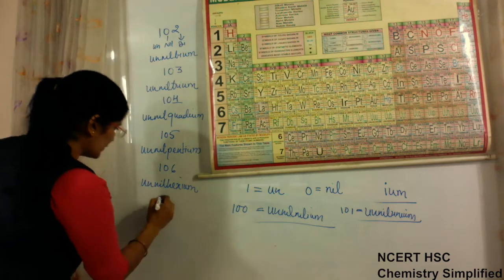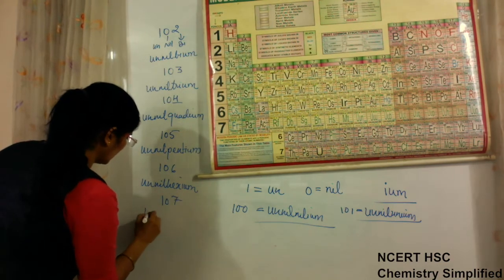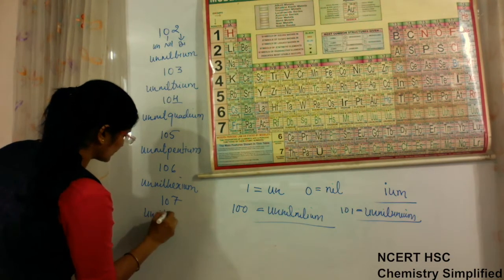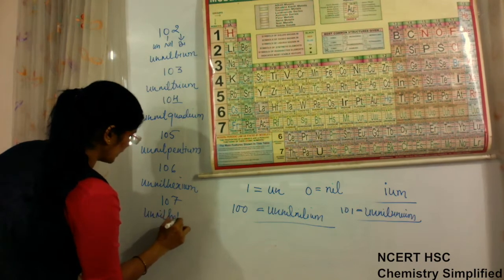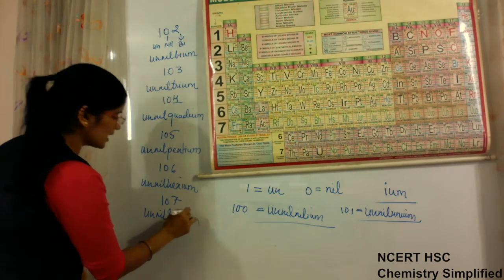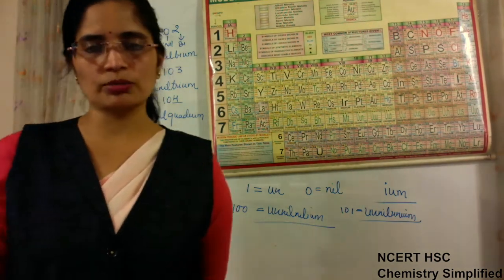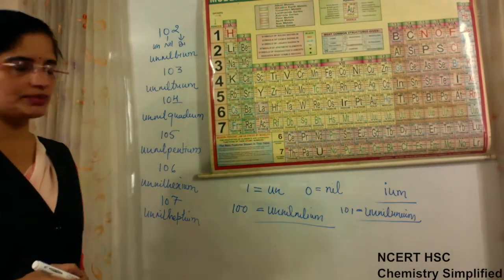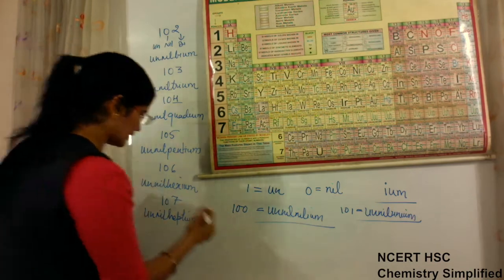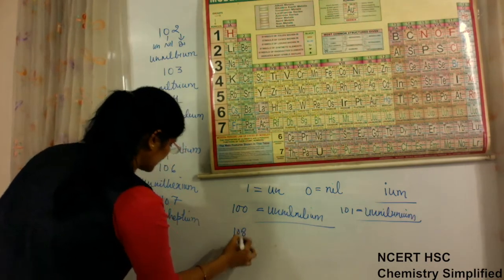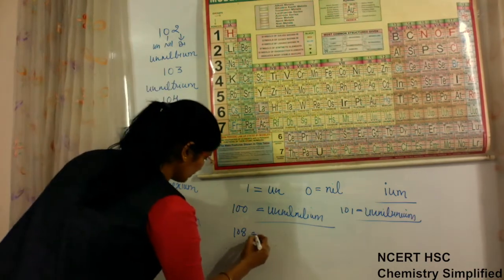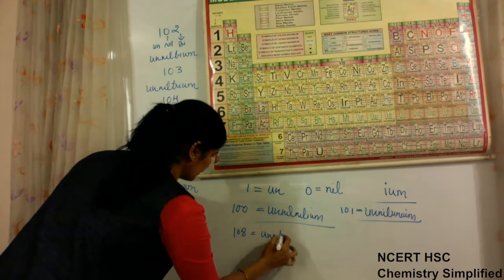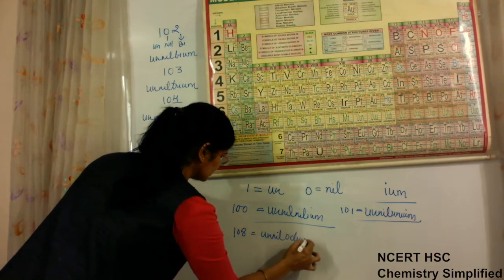107. Un-nil-heptium. 7 is heptium also, septium also, both are used. Okay, so unnilheptium or unnilseptium. 108 will be unnil-octium.